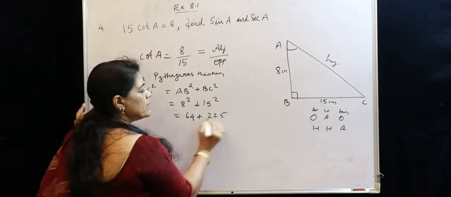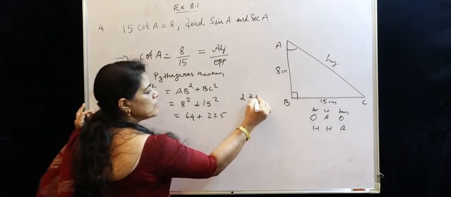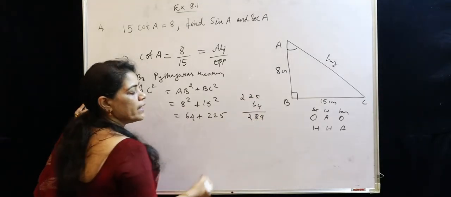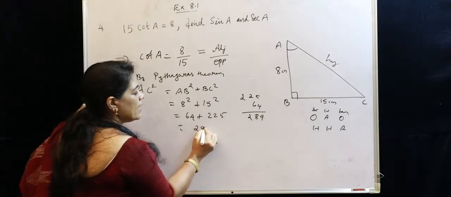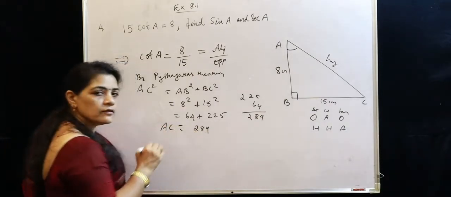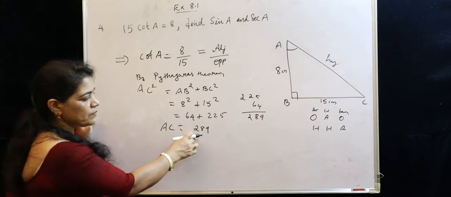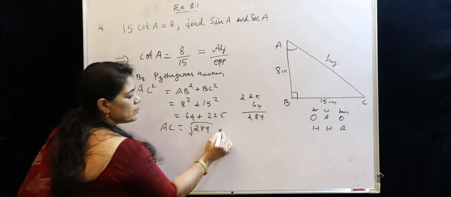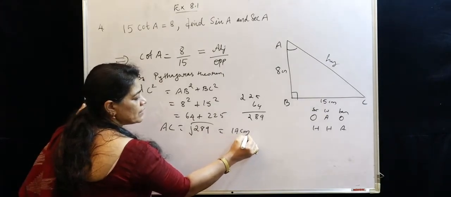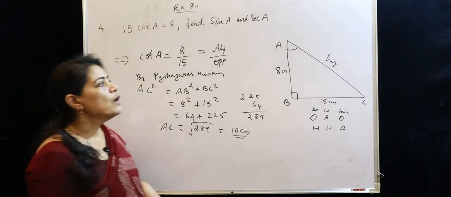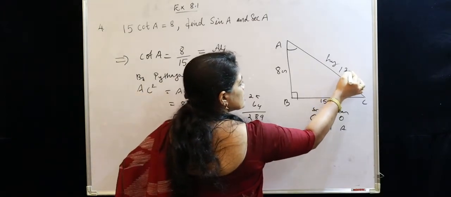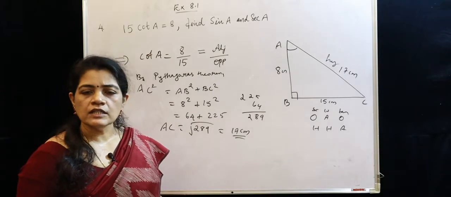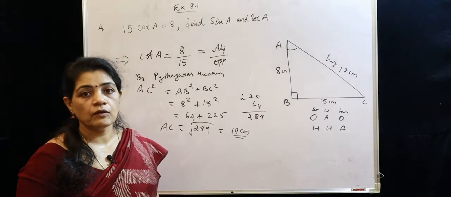Okay, 225 plus 64. Okay, 6 plus 2 is 8, and 2 is 289. And in order to get AC, we take the square root. From this you have to take the square root of 289, and that is nothing but 17, plus or minus 17, but we are taking only the positive value, and we have seen that 17 centimeter is the hypotenuse. Understood, children? All these problems are quite simple, and can be expected for a 1 mark question.